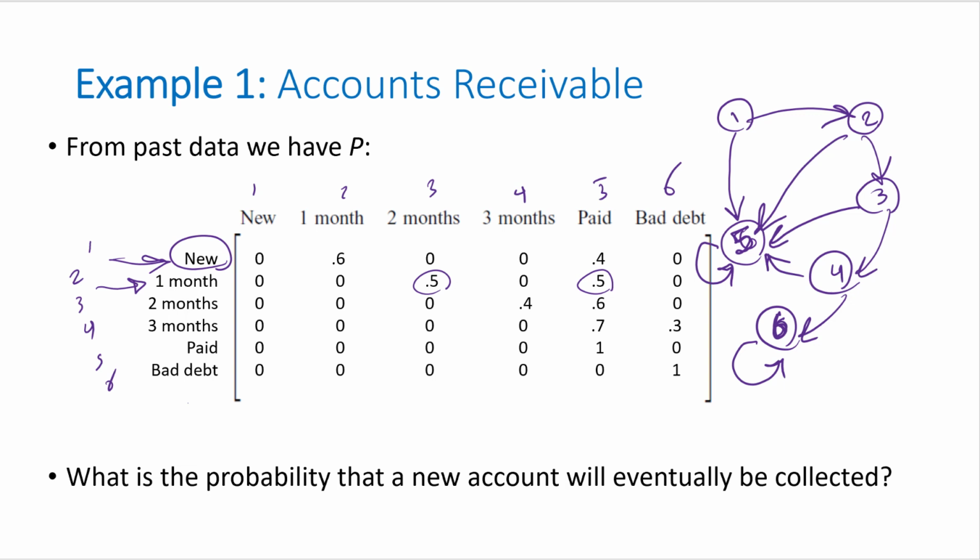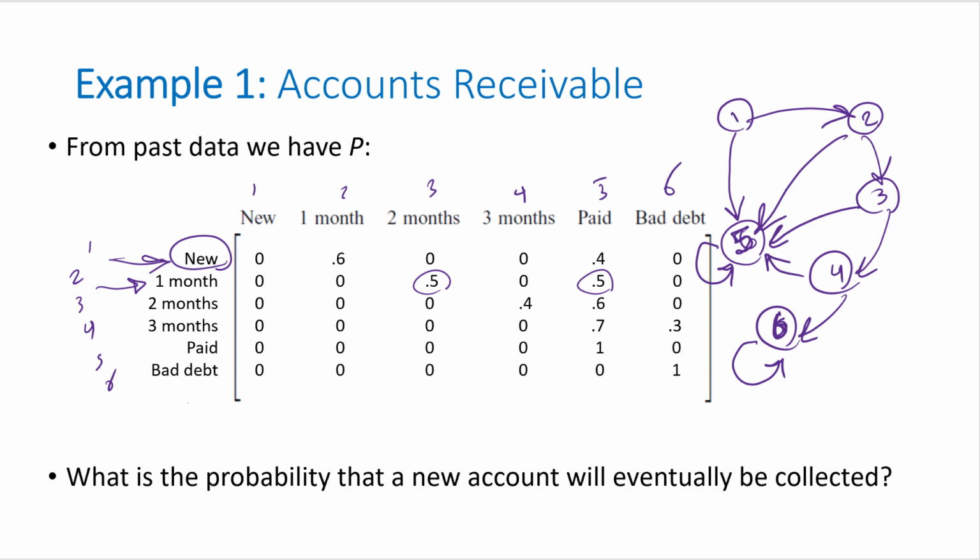We know that there are many ways for a new account to be collected. For example, they can be paid off next month, or they can become 2-month overdue and then get paid off. They can become 3-month overdue and then get paid off. So there are different ways. How do we get the overall probability of that? So that's one type of question that we are interested in for absorbing chains.